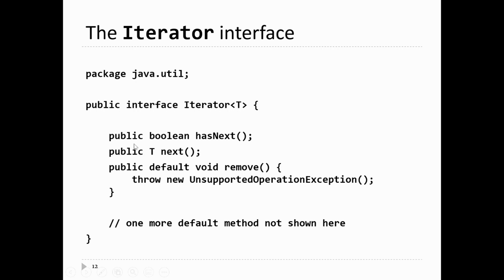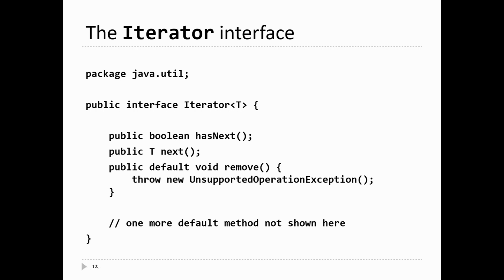The iterator interface has two methods that we have to implement. You have to implement hasNext, and that just returns true if there's another element in the sequence for the iterator to visit. Next gets the next element in the sequence for the iterator to visit. If you want to remove elements from the collection, then you have to provide a remove method as well. This is actually a default method in the interface, and the default method just throws an exception when you call it.